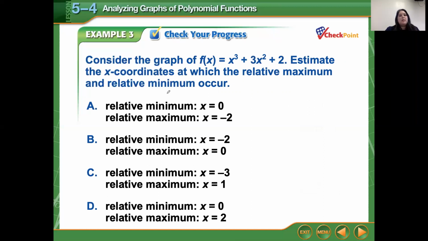All right, so go ahead and determine where the relative max and min are for f of x equals x cubed plus 3x squared plus 2. Pause the video to give yourself time to work it out. If you graph it and look at the table or the graph, you should get that there's a relative min at x equals 0 and a relative max at x equals negative 2.